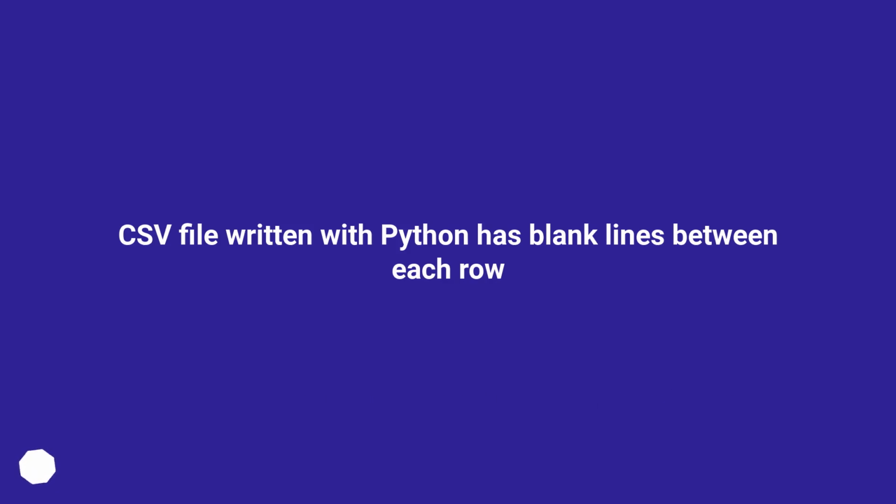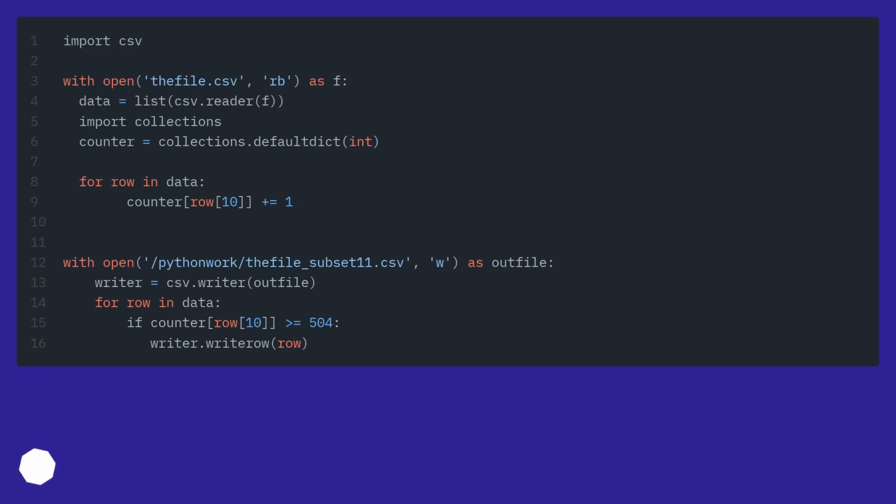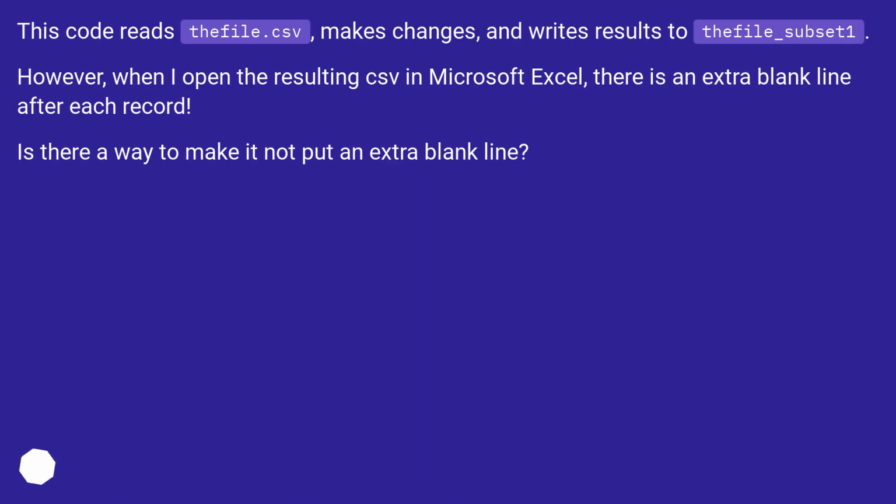CSV file written with Python has blank lines between each row. This code reads thefile.csv, makes changes, and writes results to thefile_subset1. However, when I open the resulting CSV in Microsoft Excel, there is an extra blank line after each record. Is there a way to make it not put an extra blank line?